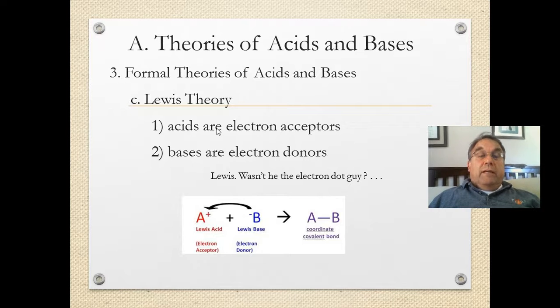Then the Lewis theory. Lewis was the guy that came up with the electron dot structure, and so he was all about electrons. And so he said that acids are electron acceptors and bases are electron donors, which kind of makes sense if you think of acids being proton donors, and protons are positive, then bases would be electron donors since they're negative.